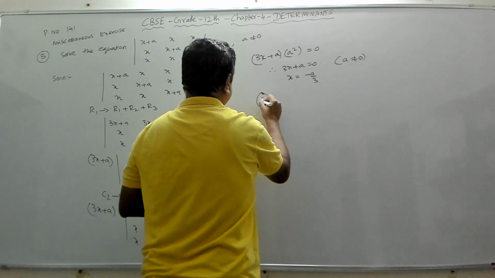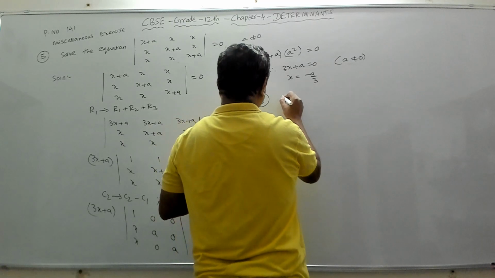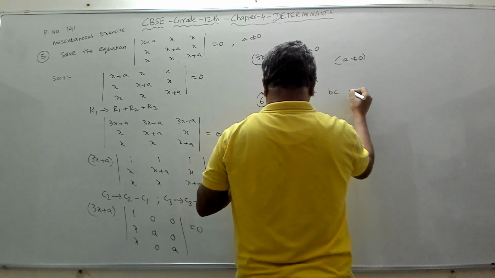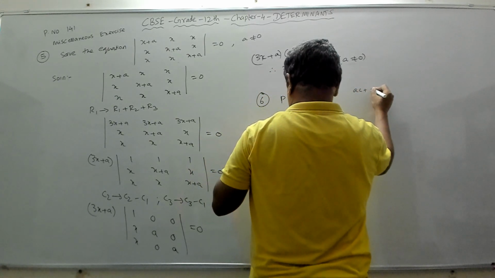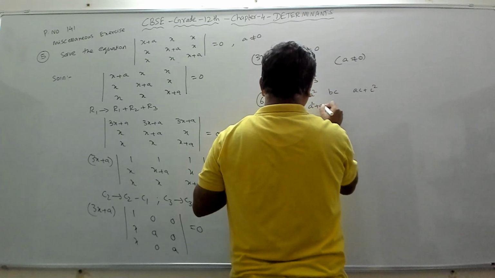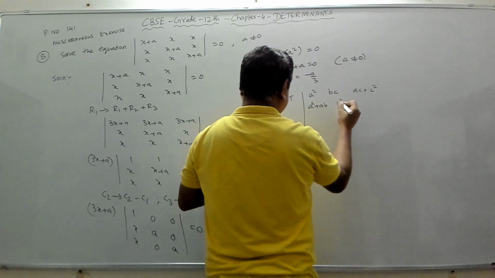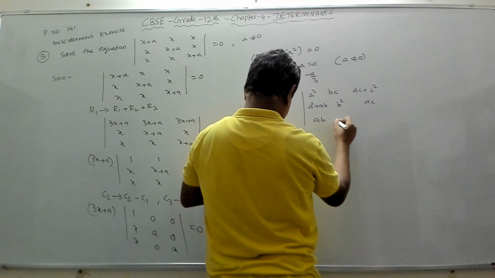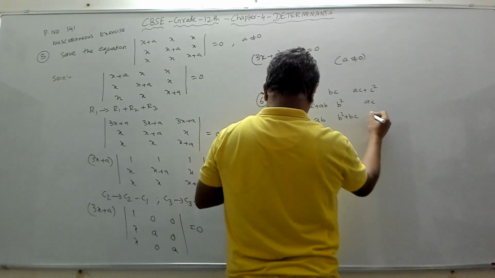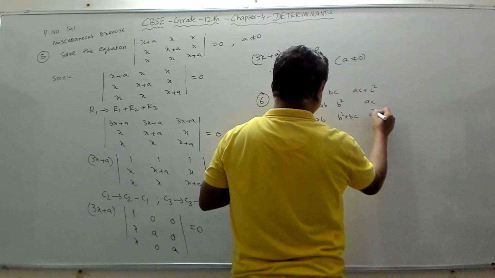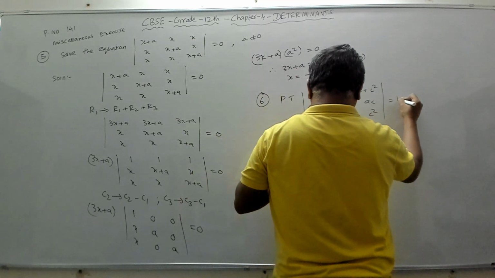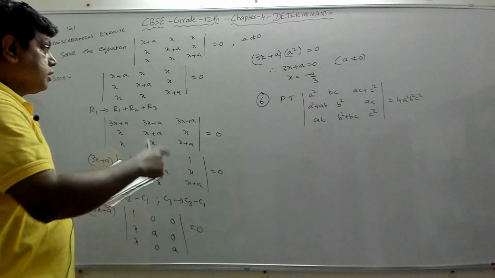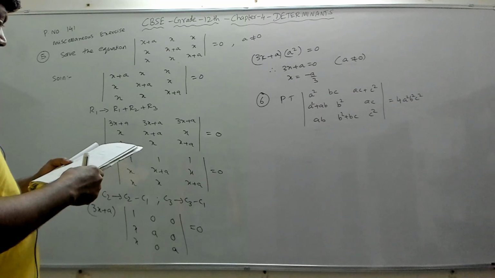In the exercise, the next problem, problem number 6, is: prove that the determinant with rows a square, bc, ac plus c square; a square plus ab, b square, ac; ab, b square plus bc, c square; we have to prove that the value of this determinant is equal to 4 times a square, b square, c square.